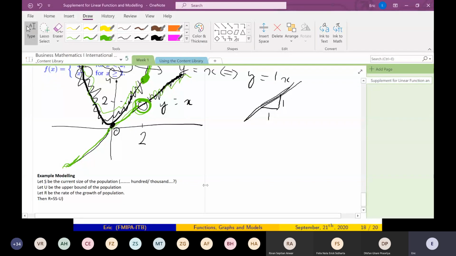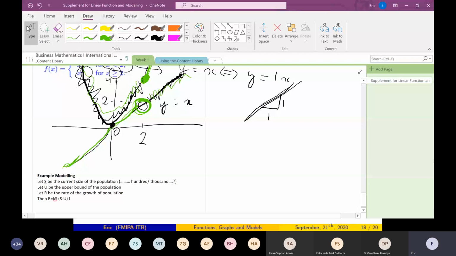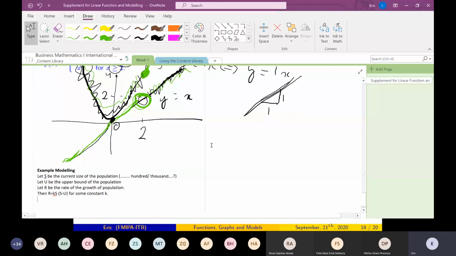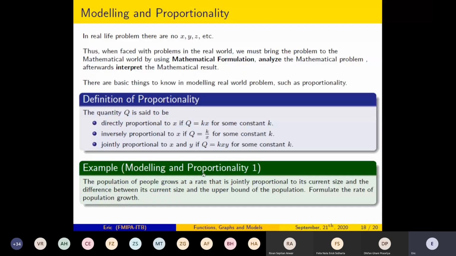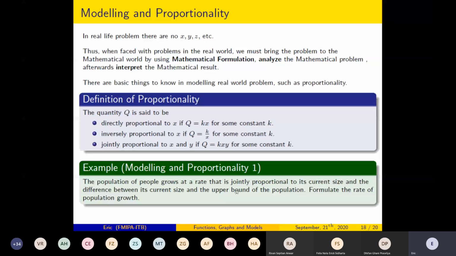The difference we usually use. Okay, it should be the absolute value. Jointly proportional, K times S times the difference, for some constant K. So this is how you do the mathematical formulation. Specify all of the units: the current size, the upper bound, the rate of growth, and bring it to the mathematical form.